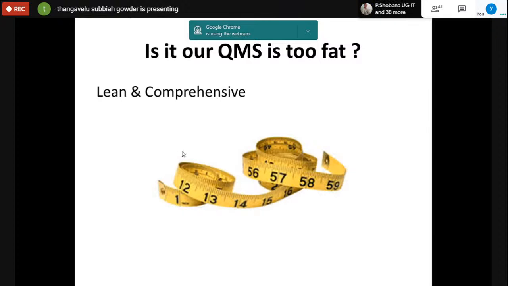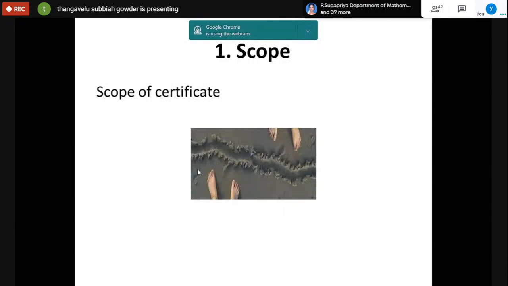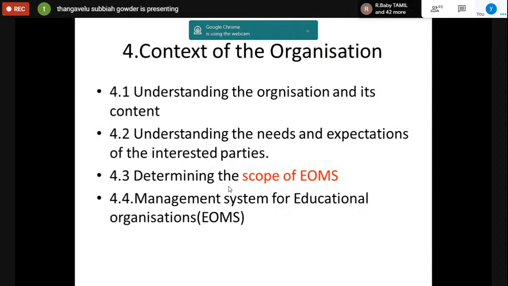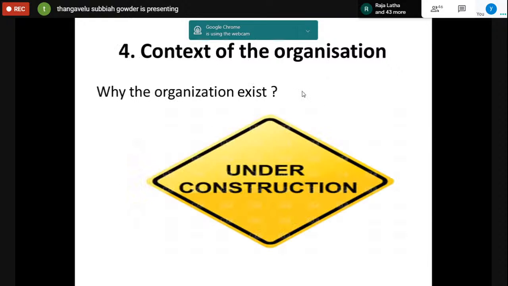We are going to have a very lean ISO system, only to the extent documentation is required. First, we are going to identify the scope. Then, the context of the organization. The ISO clauses start from 0, 1, 2, 3. These are non-auditable clauses. The auditable clauses start from 4. In clause number 4, these are the requirements we have to meet.